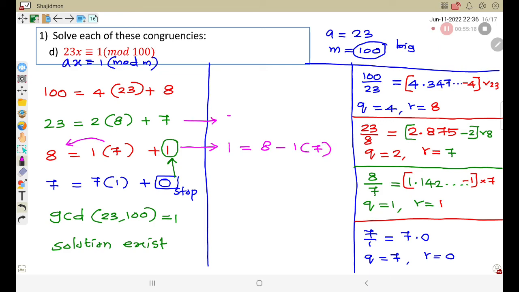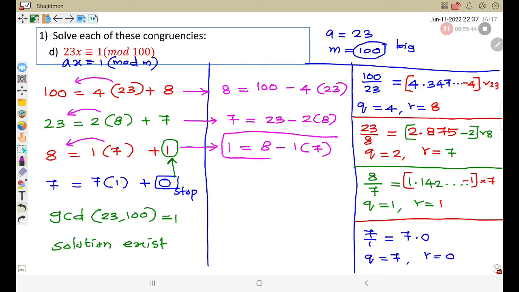Here 7 equals 23 minus 2 multiply 8. Here 8 equals 100 minus 4 multiply 23. Correct? All are written in the reverse order. Now we will start the calculation from this step.